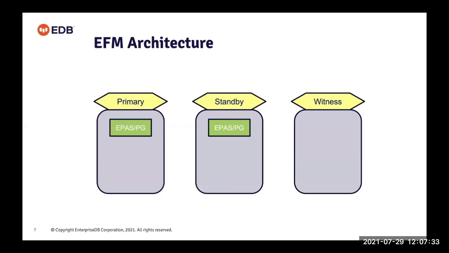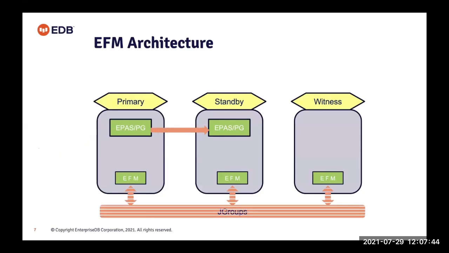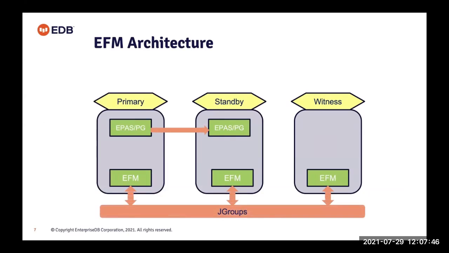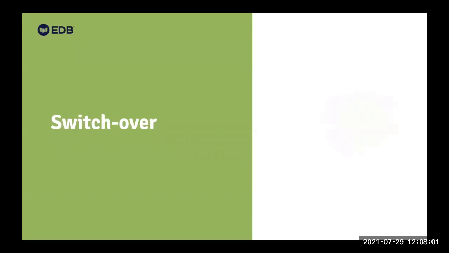After the installation of database server, initialize the database only on primary node. Set up streaming replication between primary node and standby node. Installation of EFM is required on all the nodes, and EFM agent will use JGroups to communicate with other EFM agents. Once we are done with the installation and configuration of EFM, EFM will automatically assign VIP to primary node, only if VIP configuration is specified. Let us now discuss switchover scenario.